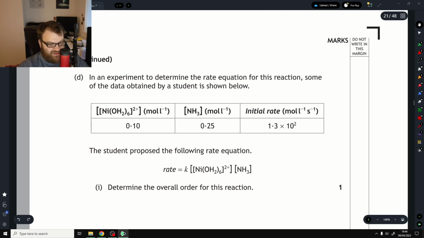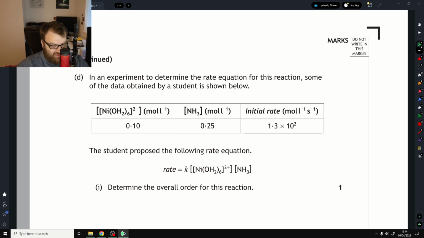In this question, we're asked to determine the overall order of this reaction. We need to look at the rates. We need to look at the orders of each reactant and then add them together. We have no numbers above either of them. This means that it has to be first order with respect to the nickel complex, and it also has to be first order with respect to the amine. This means that we're going to have an overall order of 2. We have a second order reaction here.